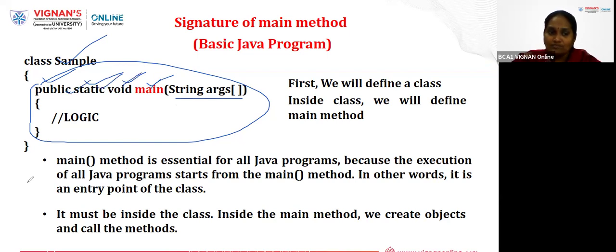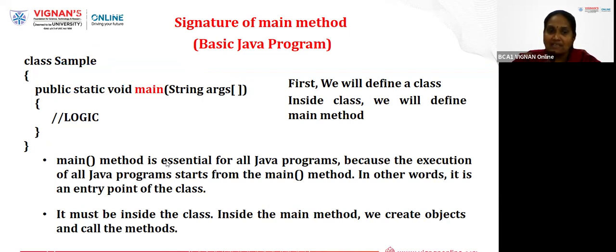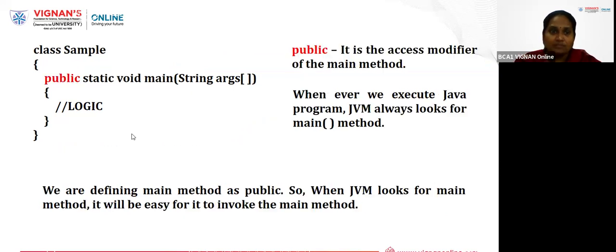Okay, now main is the name of the method. Every program, the Java program execution starts from the main method only, right? So next, coming to the next word, public. Public is the access specifier. That is, anywhere the main method should be accessed, right? Wherever we execute the Java program, the JVM always looks for the main method. So that's why it should be accessed anywhere. That's why we have given it as a public, right?